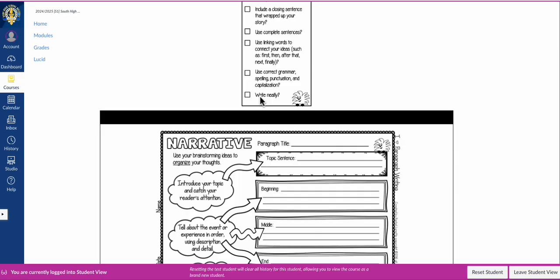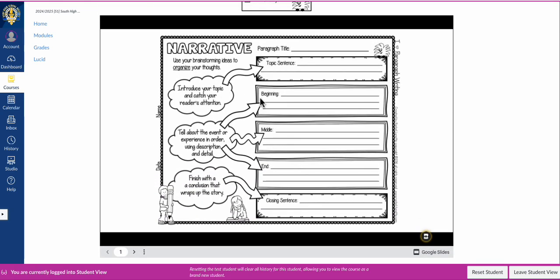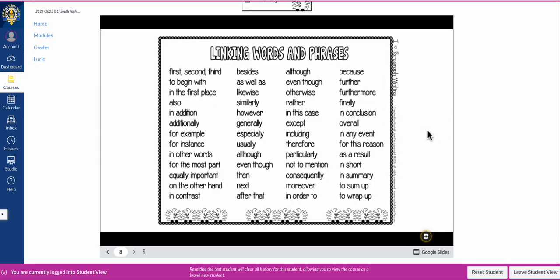The writing neatly. We're not going to be writing this by hand. We will be doing this on a Chromebook, so you can ignore that one. I've given you a narrative outline. If you would like to do a rough draft copy on a piece of paper, you might organize it a little like this. I've also given you a list of linking words and phrases in addition to the ones in your notes. You may use your notes on this assignment. Any of the things that we've done so far could be helpful.